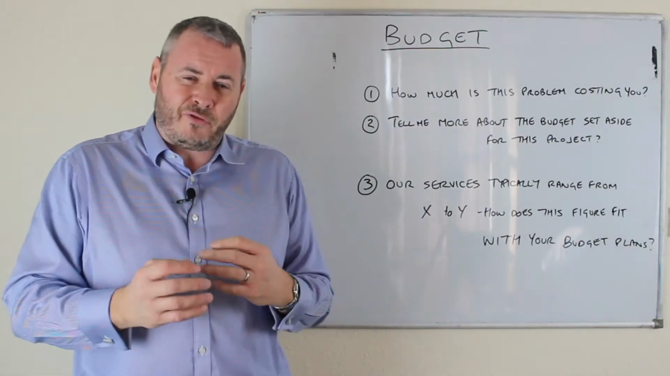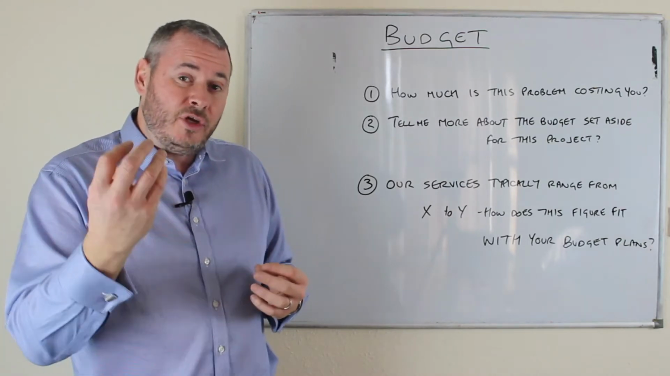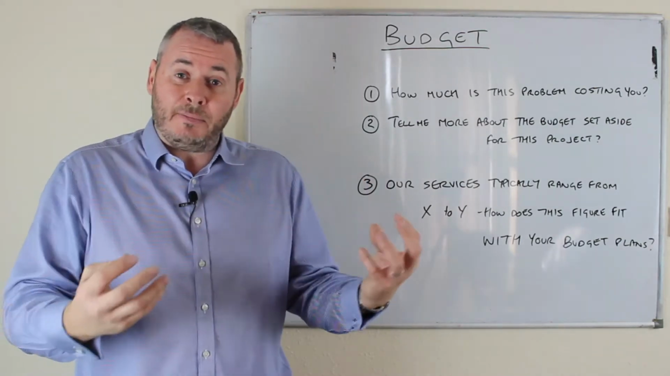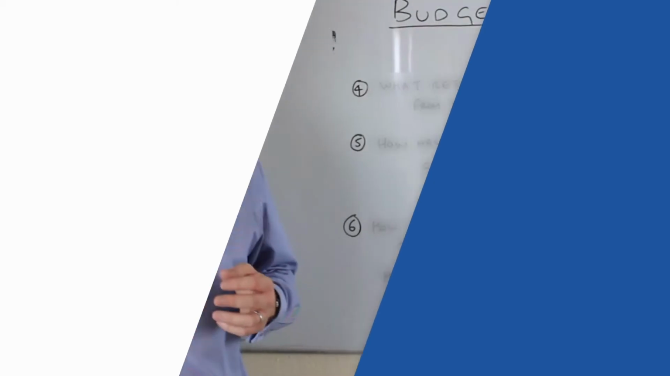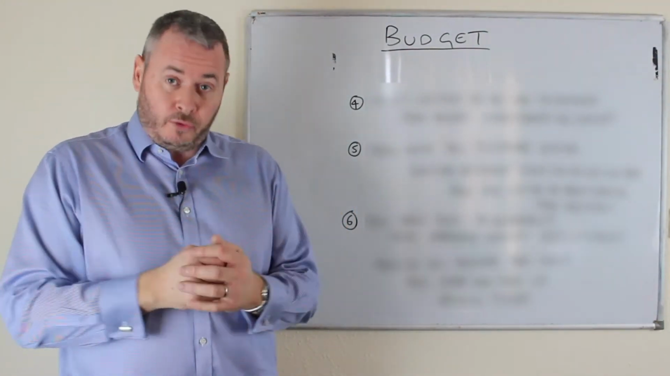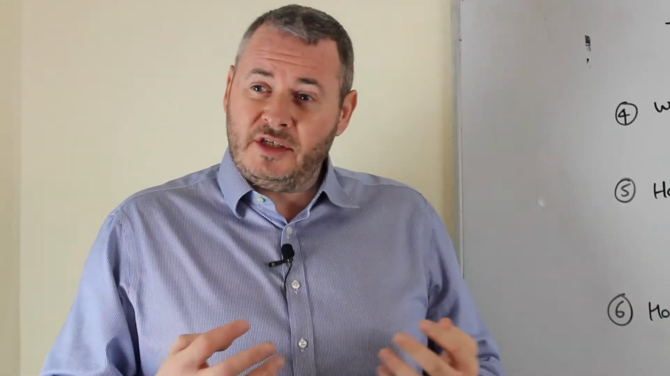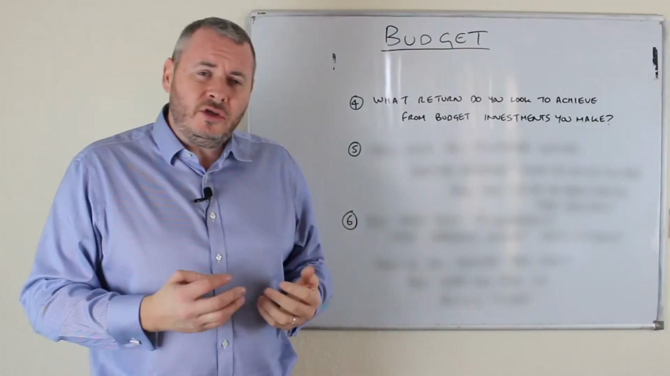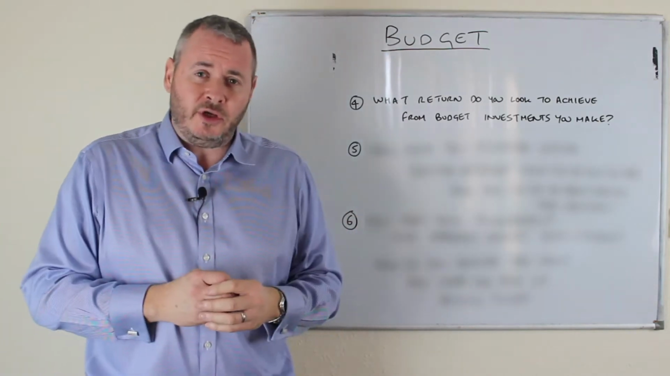Let's have a look at another 3 that I think you can use that can enable you to get an understanding of the budget plans your prospect has. So here are 3 other questions that you could look to use to identify the budget that your prospect's working with. So one of the questions that I would look to ask would be, what return do you look to achieve from the budget investments that you make?